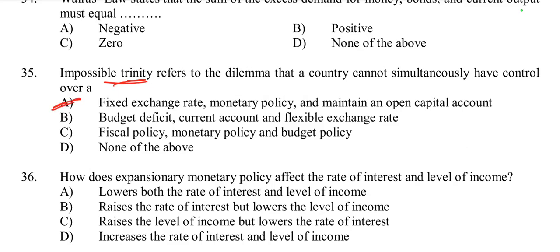We cannot achieve these three goals at a time: fixed exchange rate, monetary policy and an open capital account, because a country can choose any two of these three options, but not all three at the same time. For example, if a country opts for a fixed exchange rate and an open capital account, it must forgo or sacrifice control over its monetary policy. So option A is right here.